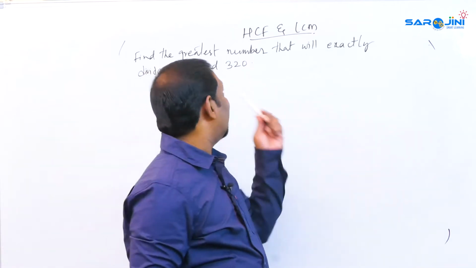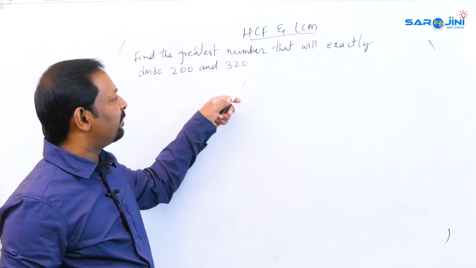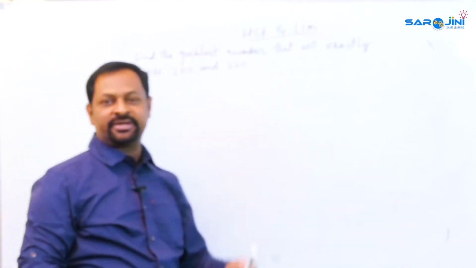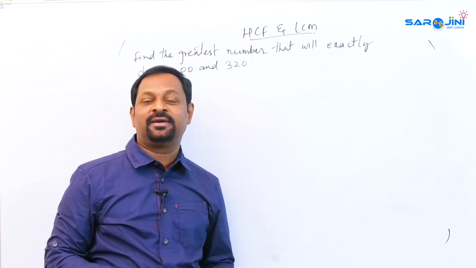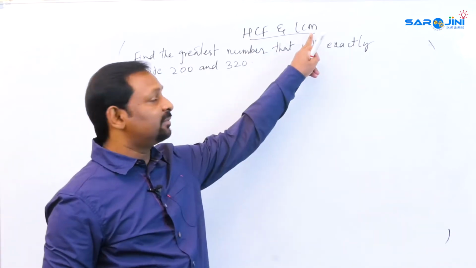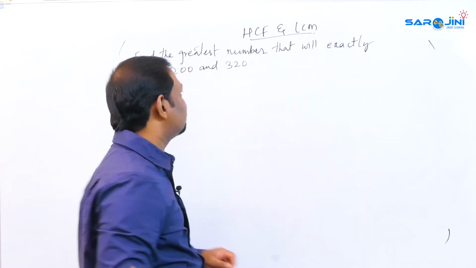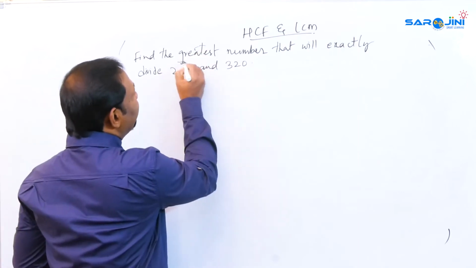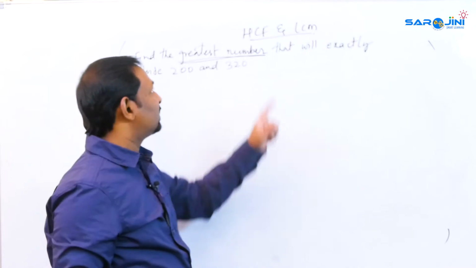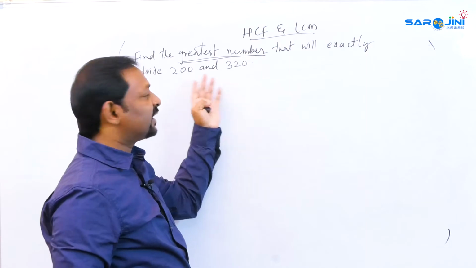On the board I wrote a question: find the greatest number that will exactly divide 200 and 320. First of all, we have to find out whether the sum given on the board is to find LCM or HCF. How will you come to know? By reading the question: it says greatest number, which can also be called highest number. Highest means H, highest common factor. Now we have to take out the factors.